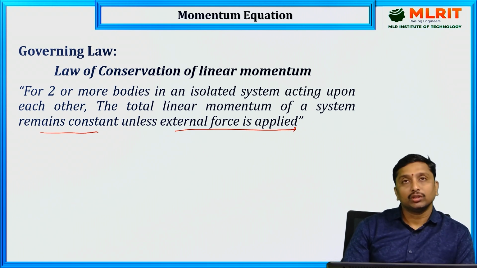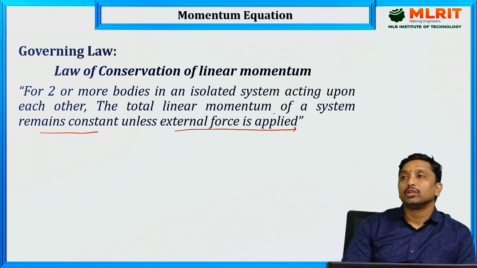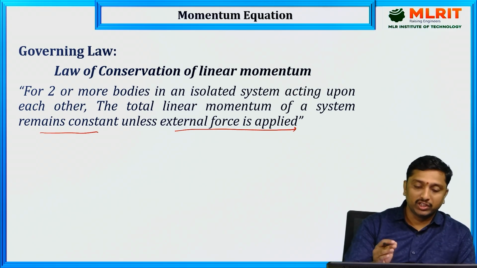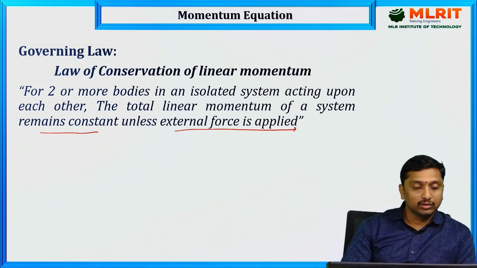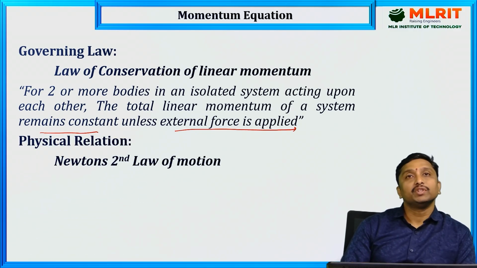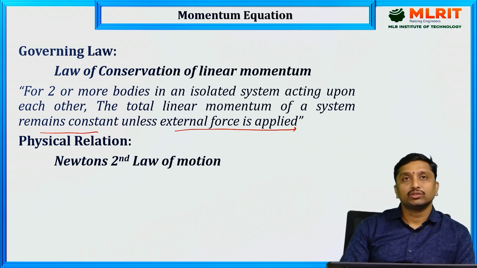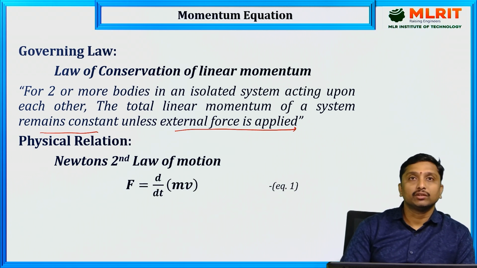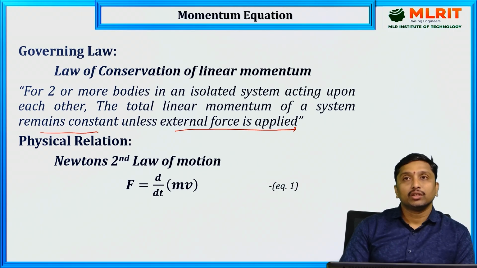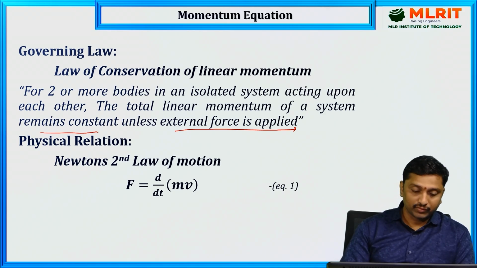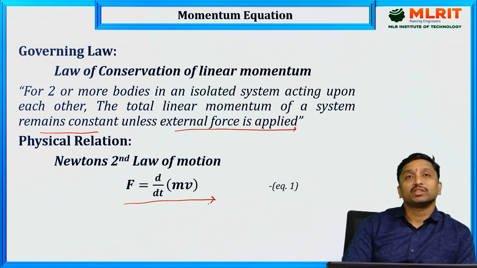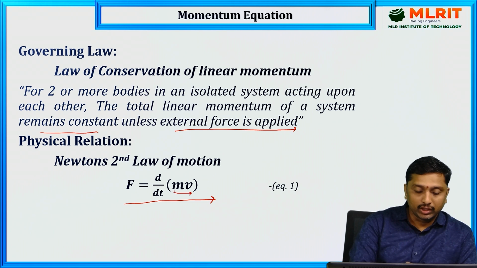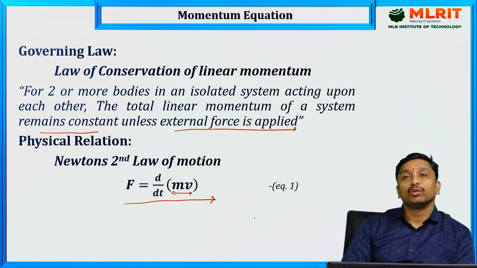So in an isolated system, the total linear momentum of the system remains constant unless an external force is applied. Based on the law of conservation of linear momentum, we are using Newton's second law for developing the physical relation between the various parameters of the flow. Newton's second law states that the rate of change of momentum is equal to the force causing it, or force is equal to the rate of change of momentum of the body with respect to time. We can rewrite that in mathematical form as F equals d by dt of mv, where m represents mass of the system and v represents velocity of the object.